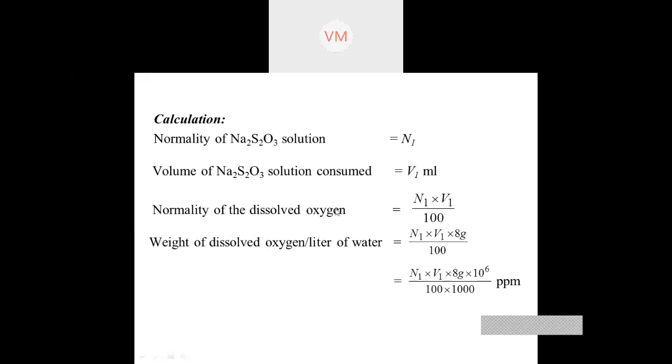If you calculate the normality of the oxygen with the equivalent weight of oxygen, then you will be able to convert it into parts per million. This is how you will be able to quantify the dissolved oxygen present in the water sample.